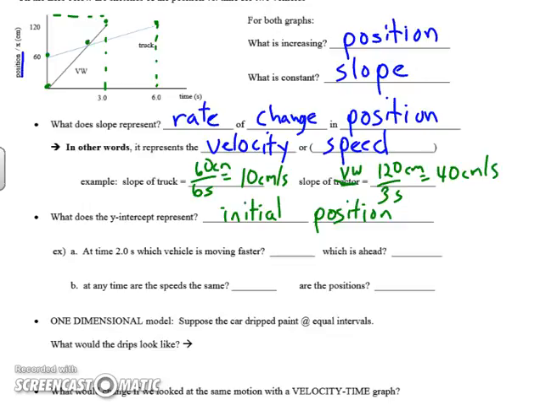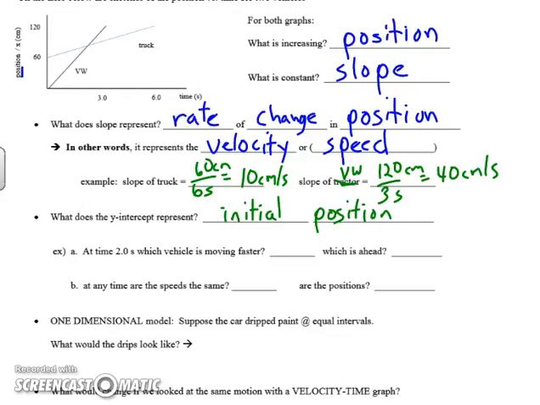Okay, and then afterwards, for any given time interval, if I choose some time right here, the VW is always going to be past the truck. My resolution here is not good enough, you can see that, but you get the idea.